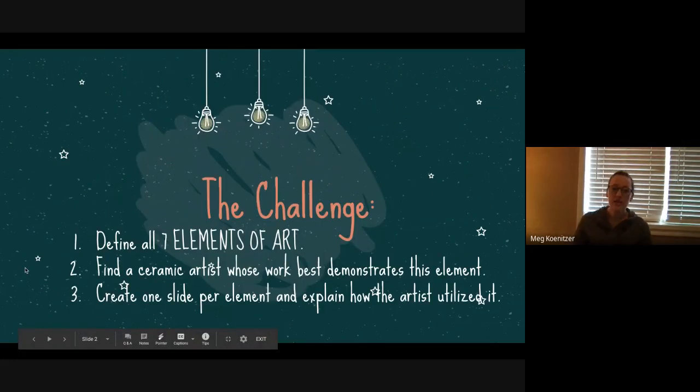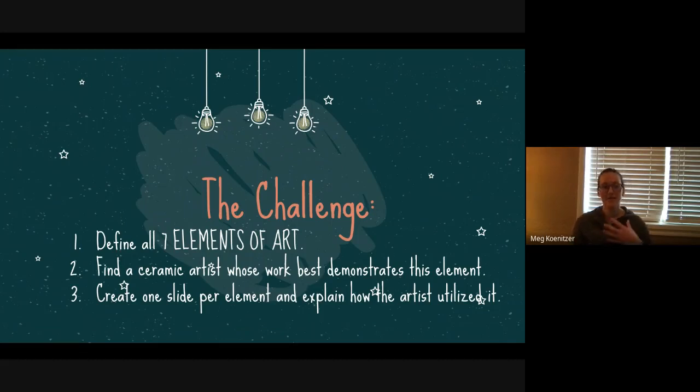So the challenge is that you need to define all the elements of art, and I will help you with that. You're going to find a ceramic artist whose work demonstrates the element, and then you're going to create a Google Slides presentation with one slide for each of the elements. So in total, you'll have 7 slides, 1 for each element of art. And then you're going to explain how the artist used that element. So if I did a lot of line decorations on my ceramics, you could say, this piece shows line because it has wavy and zigzag lines and that kind of thing.